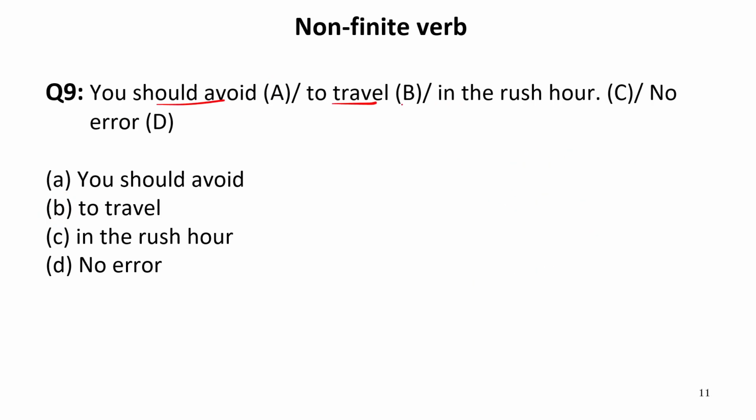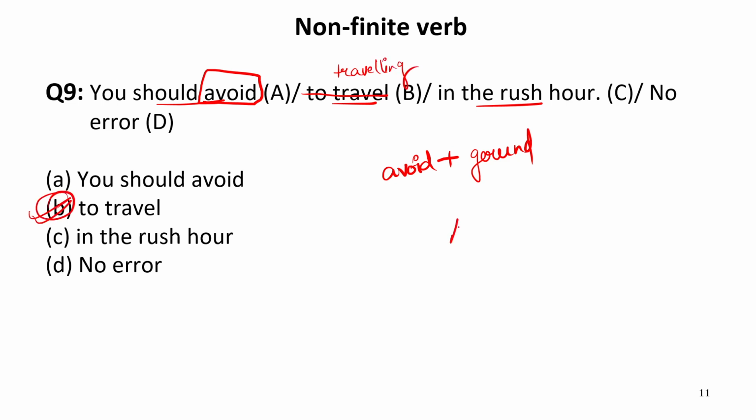You should avoid to travel in the rush hour. Again, we have the word avoid over here. After avoid, we use gerund as we did with the word mind. So after avoid, risk, prevent, start, stop, deny, dislike, we always use gerund. So this "to travel" should be replaced with "traveling." So the correct answer is B. This B part contains the error. So our answer is B.